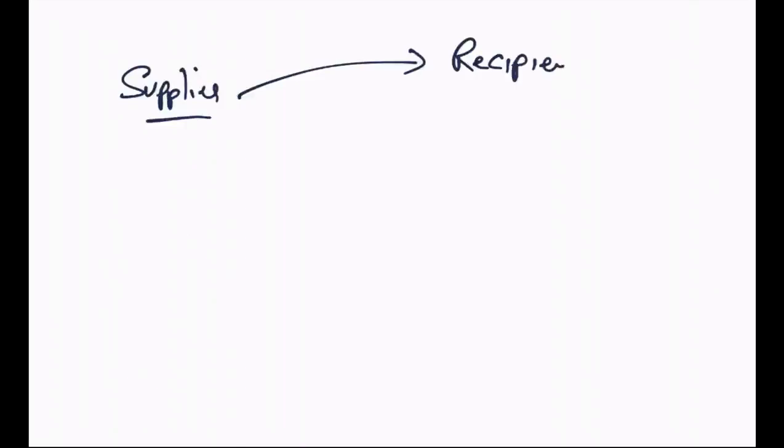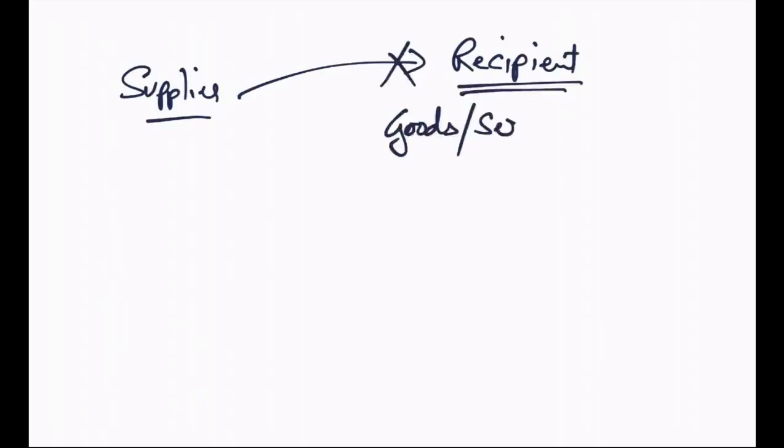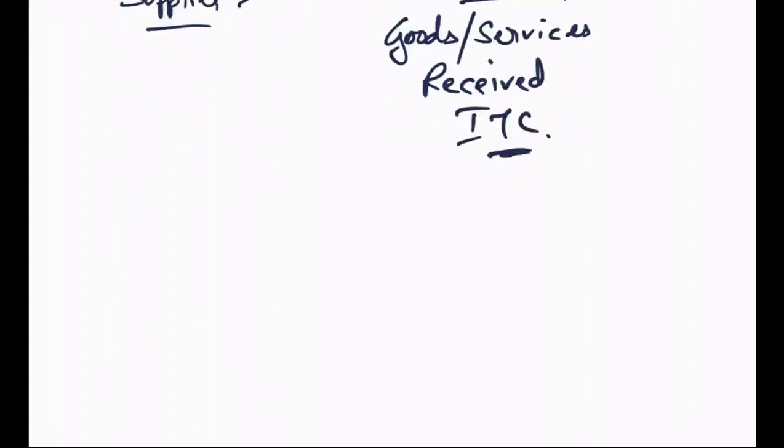Now remember in section 7 we were seeing supply, and in that we had seen one point, that if here there is a supplier, means there is a person who supplies goods to a recipient, then the recipient, as we are seeing here in section 16, must receive the goods. So as soon as the goods are received by him, goods or services you can say, are received, then he can take the credit, right? He can avail the ITC. This is a simple fact.